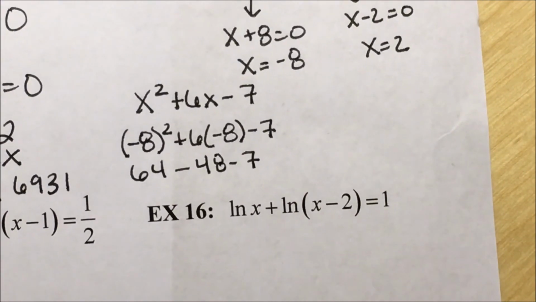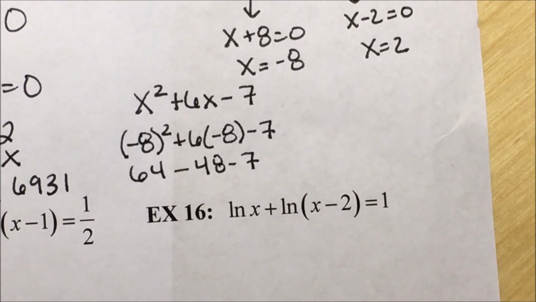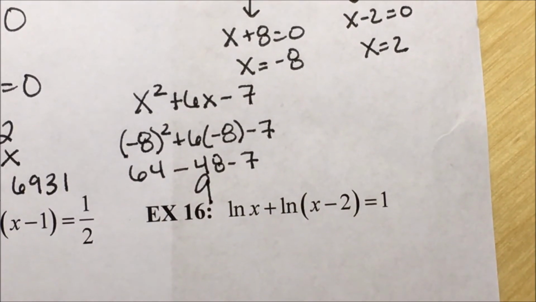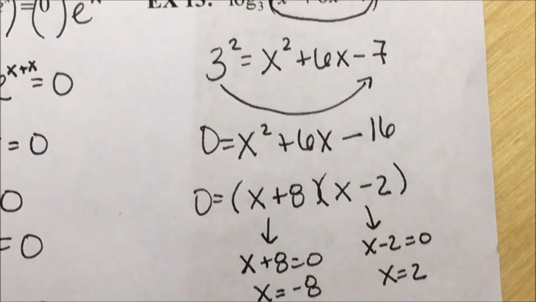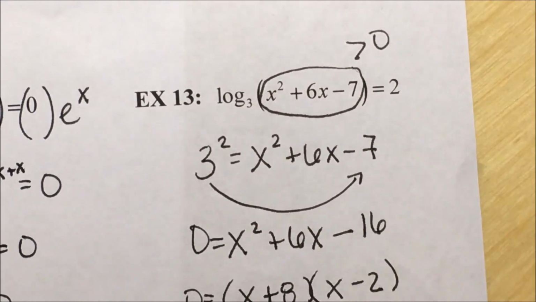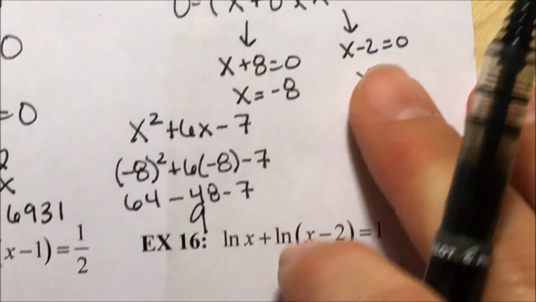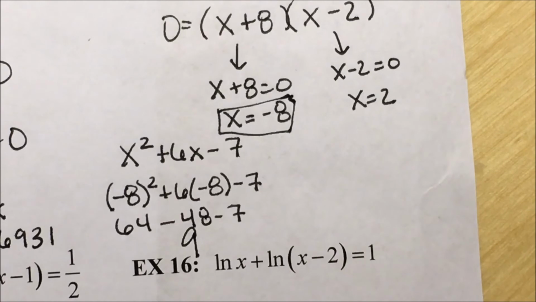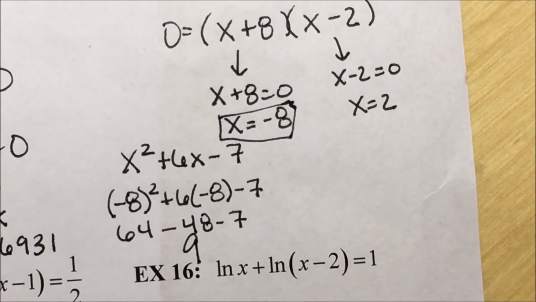Because 64 minus 48 minus 7 is 9. That's doable. So even though the x value was negative, the log still had a positive input, which means this is still a true statement. So it's okay, it works. But I needed to check to be able to tell, because otherwise you might have just crossed it off and dismissed it as not working.